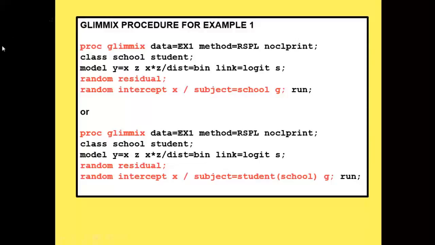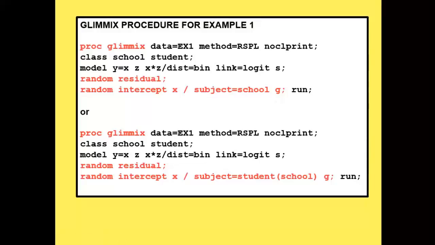However, if I left off the random residual, left it completely off, I'd have this problem with overdispersion that I wouldn't be dealing with, that I mentioned last time. So I recommend that even if your R matrix is independent, you should write random residual. And then it's got random intercept X. Then it's got subject equals school, G. What's G stand for?